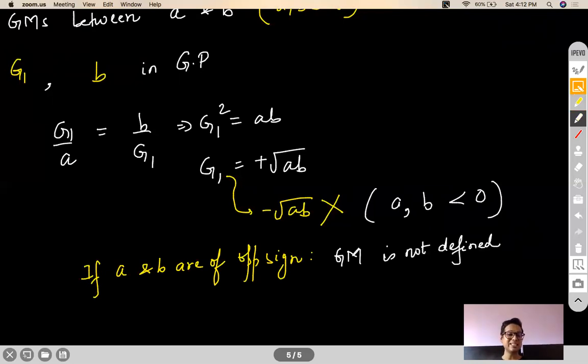The reason being, the answer for the geometric mean here would be an imaginary number. As I told you, means are supposed to be something between the numbers. So when we talk about real quantities, I want a real quantity which is between the numbers. I cannot have an imaginary quantity between the two numbers and claim it to be the geometric mean. Are you getting my point?